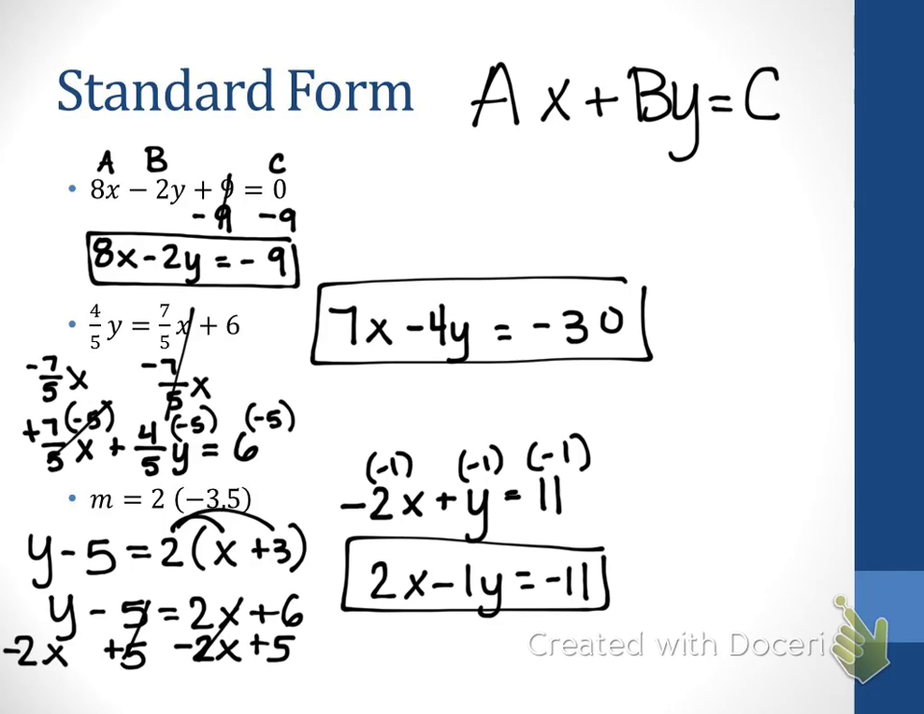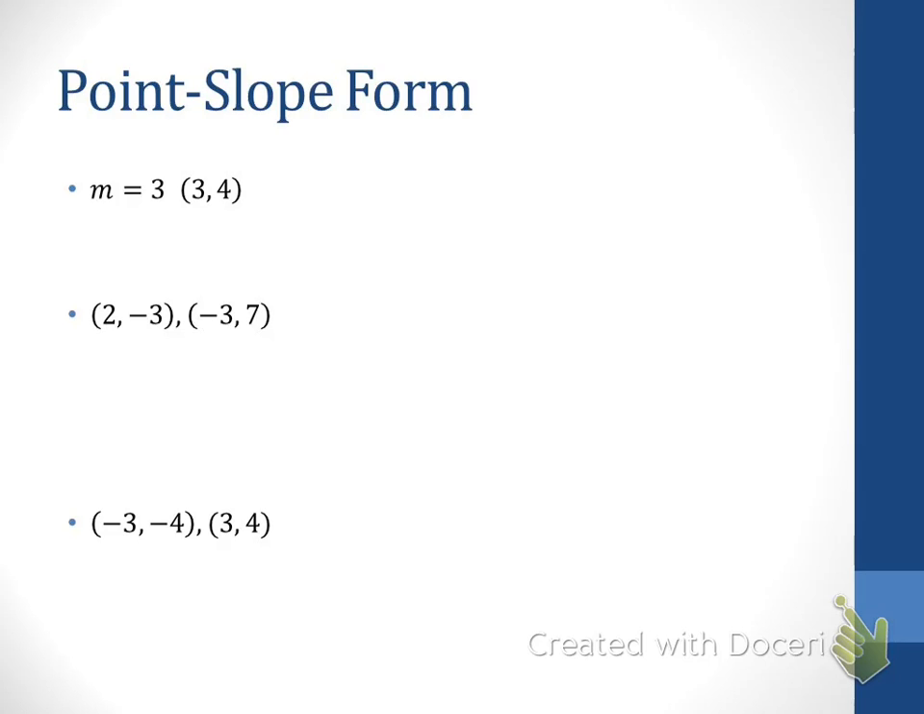So the last type of formula for a line we're going to talk about is point slope form. Probably the easiest form of a line. We've been using it the entire time. We've talked about in order to write an equation in point slope form, we need a point and a slope. So let's write out the formula for point slope. Y minus y1 equals m times x minus x1.